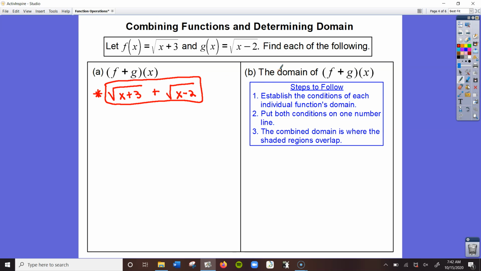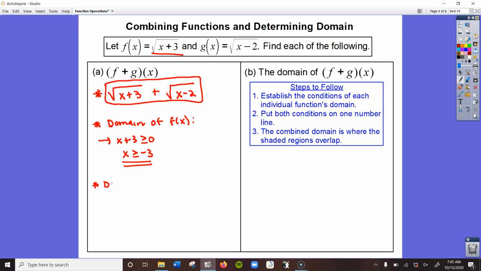Now for part B, we would need to figure out the domain. And I put some steps here for you to follow in order to figure out what that domain would be. We are going to first establish the conditions of each individual function's domain. So here we go. We need to find the domain of f of x first. F of x, as we know, is a radical. So that means that x plus 3 has to be greater than or equal to 0, meaning that x has to be greater than or equal to negative 3. This is my first condition.